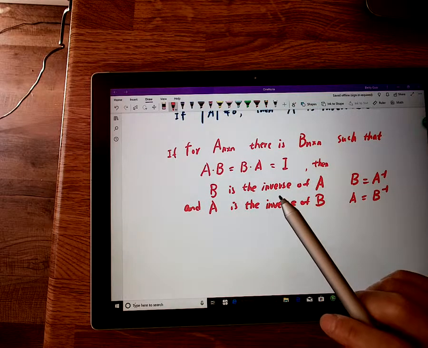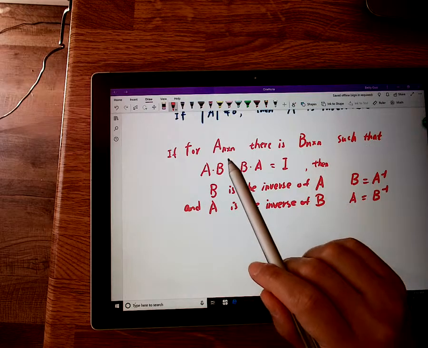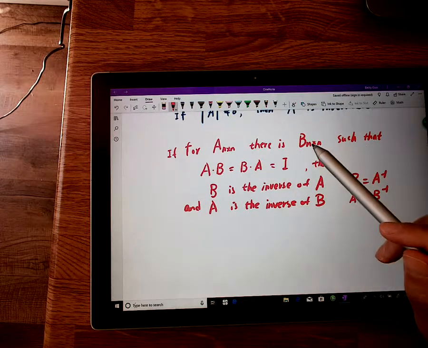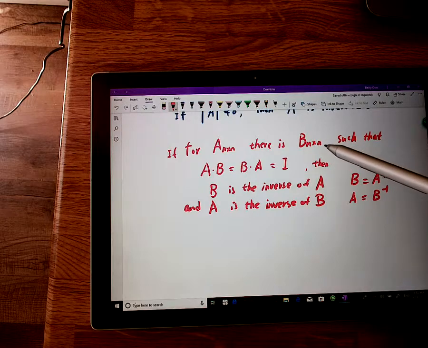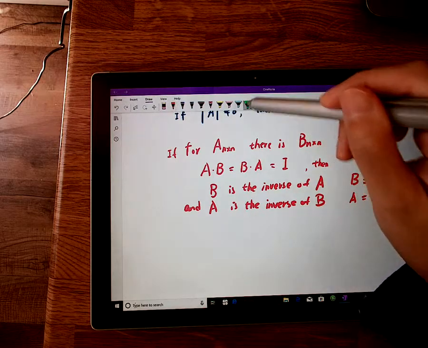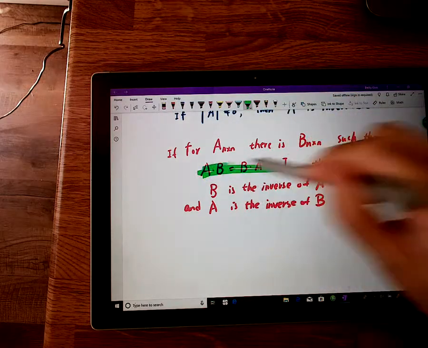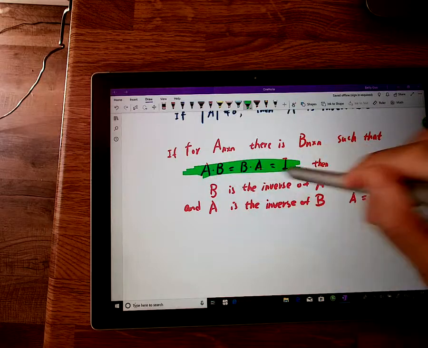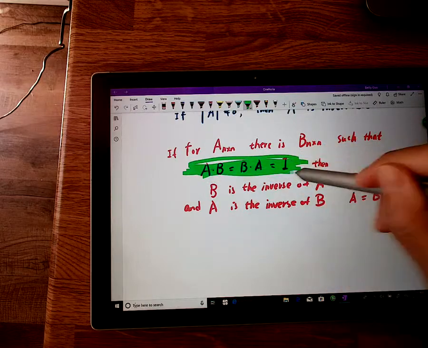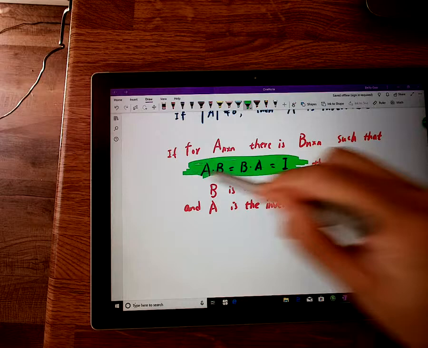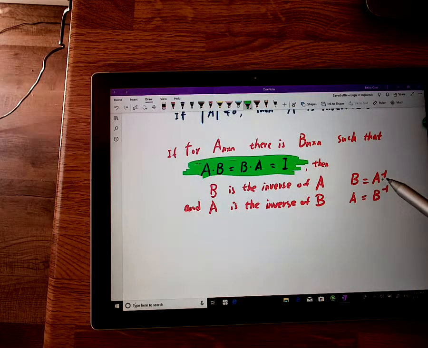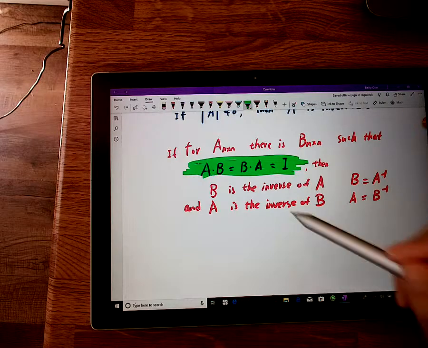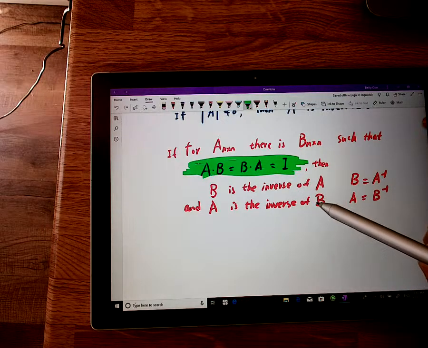For any square matrix A, if there is a square matrix B, of course they have to have the same size, such that, this is the center of the definition, A times B equals B times A equals the identity matrix, then we say A and B are inverse of each other. B is the inverse of A, and A is the inverse of B. Okay, so this is a definition for inverse.